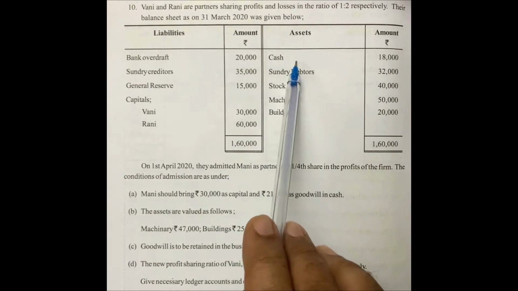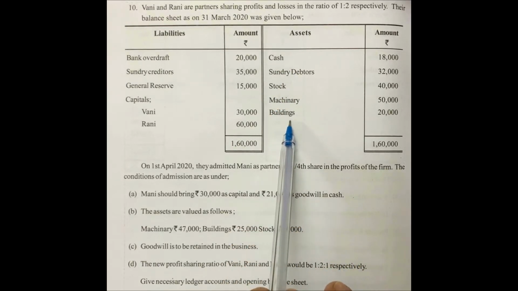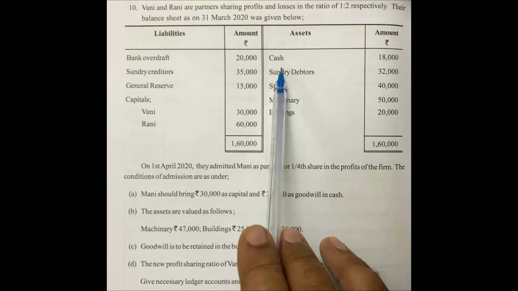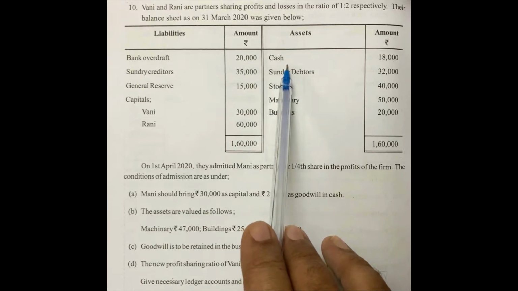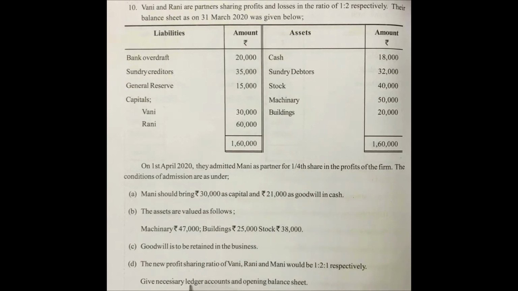Next, see the asset side. Cash balance is given and bank balance is not given. Therefore, we have to prepare a cash account in this problem. After the cash account, we should prepare the goodwill account. In the ledger, we have to prepare all these accounts. After that, we should show the opening balance sheet, nothing but the new balance sheet.